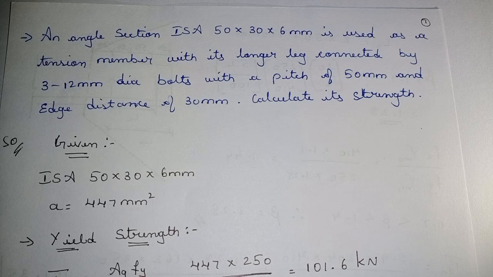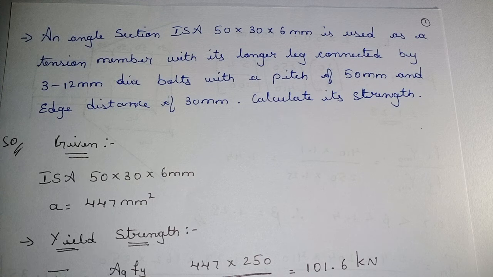Now we'll discuss the given data. The given data says 50 by 30 by 6 mm is the angle section and it is a tension member. To identify the problem, this is one thing: a tension member. A column or a stanchion would be a compression member. Here it is a tension member, clearly mentioned.